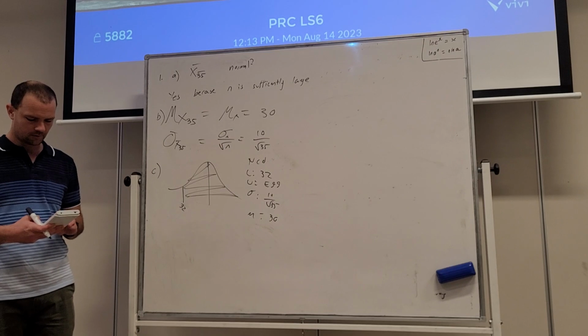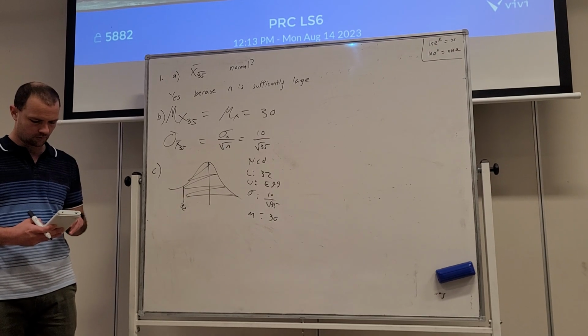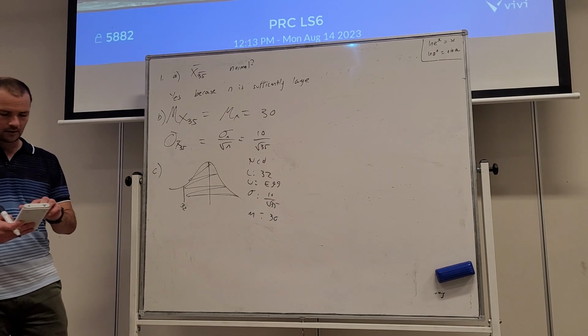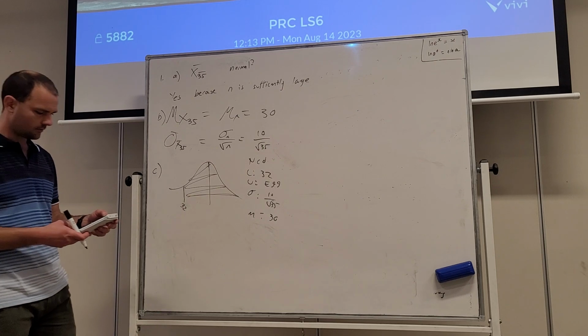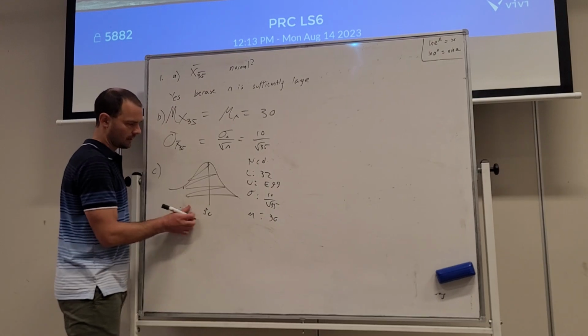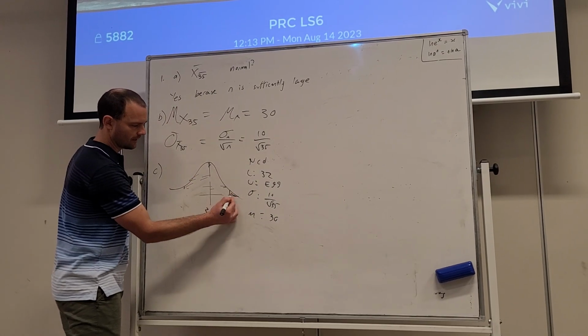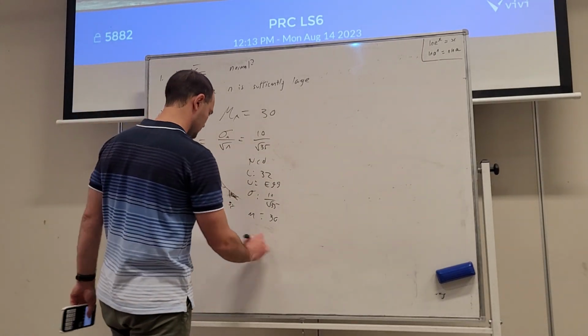So 32 to infinity, 10 on root 35, and 30. Good. Something wrong there. 32 to, oh yeah, no, that's right. Sorry, I've drawn 32 in the wrong spot. This is 30, and 32 is up here somewhere, isn't it? So that means our probability is going to be less than 50%. I've got 0.118.